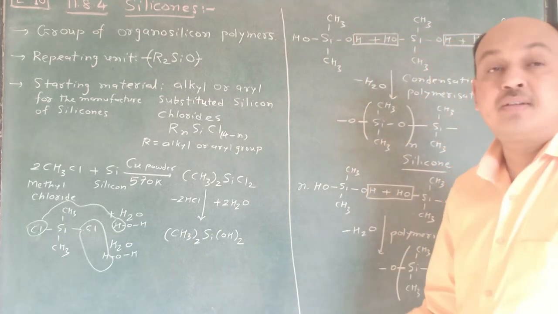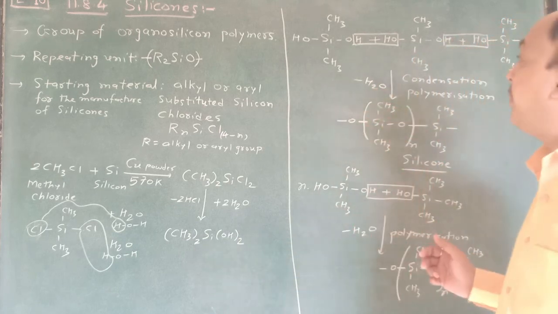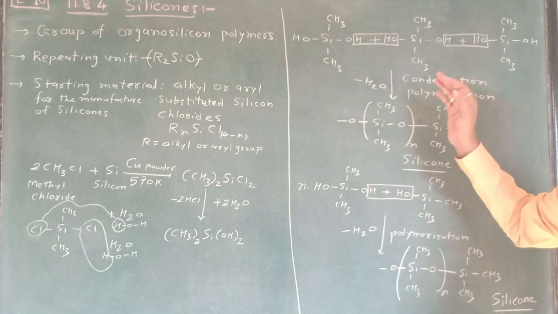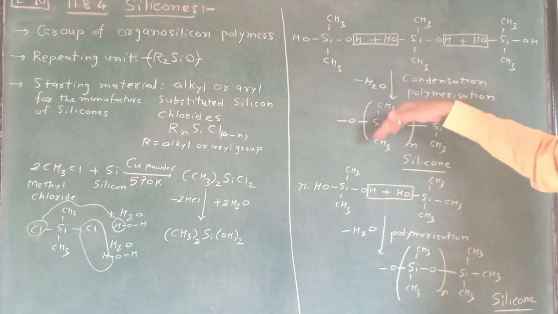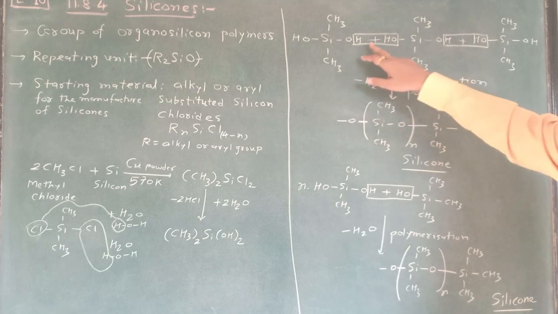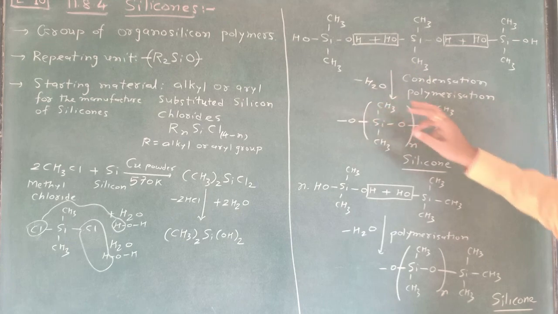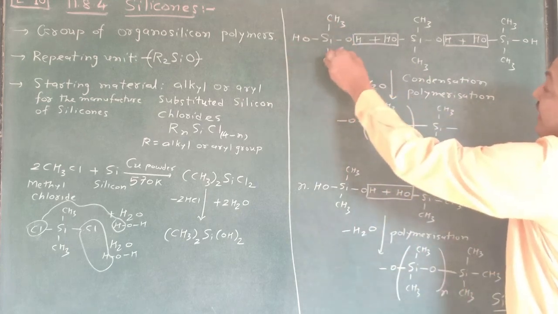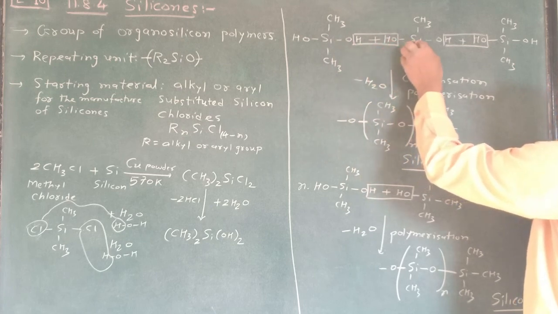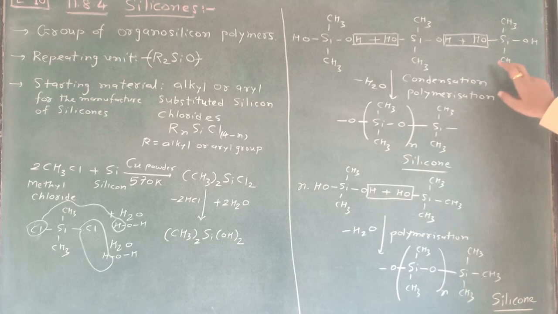Now a number of molecules of this product undergo a condensation polymerization reaction. Condensation polymerization reaction means what? Those reactions in which a water molecule is removed, or different types of organic molecules are removed. That is considered condensation polymerization. So here HO-Si(CH3)2-OH plus HO-Si(CH3)2-OH plus HO-Si(CH3)2-OH. So this is going on and on.